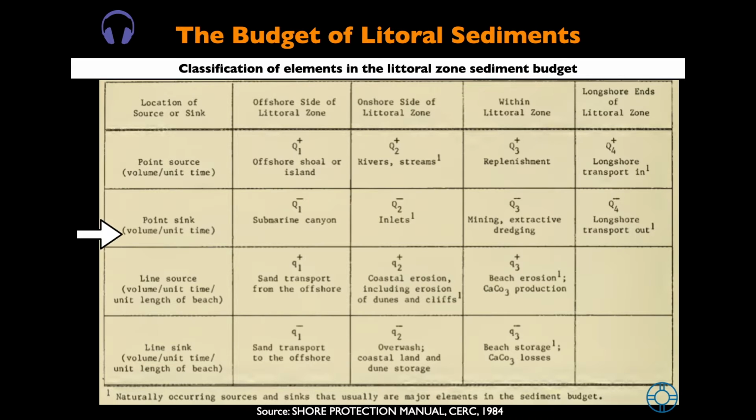For line sources, they classify sand transport from the offshore, coastal erosion, including erosion of dunes and cliffs, and beach erosion, or CaCO3 production. For line sinks, they classify sand transport to the offshore, overwash, coastal land and dune storage, and beach storage or CaCO3 losses.